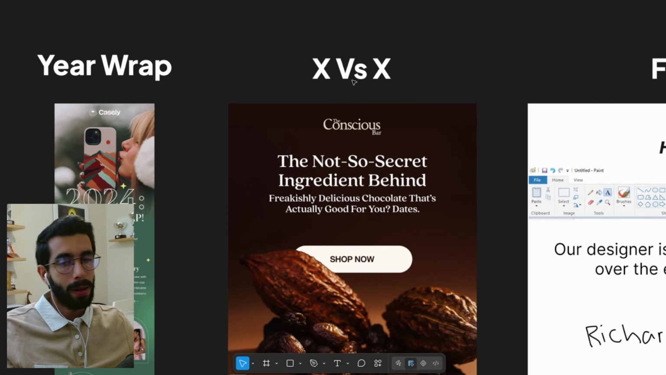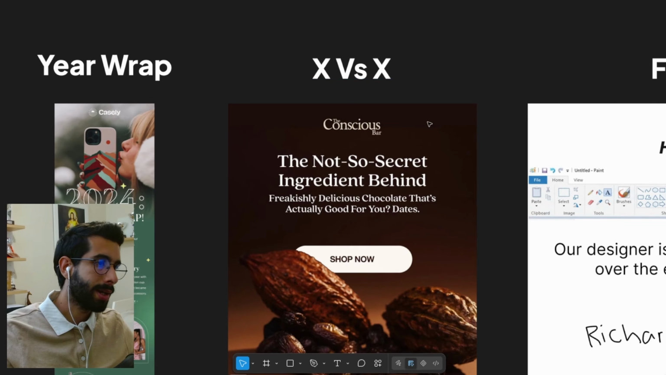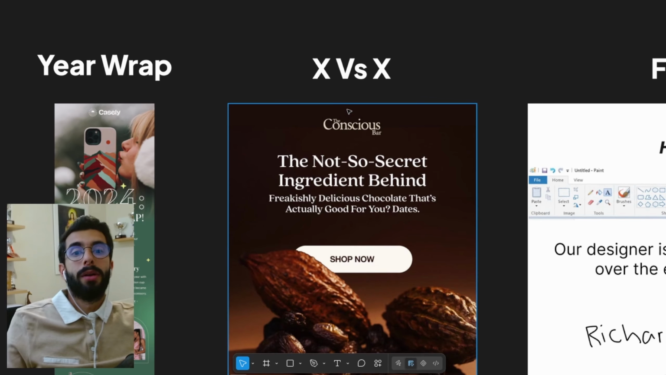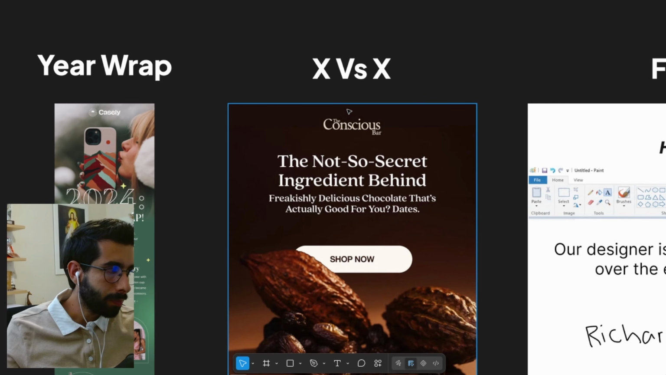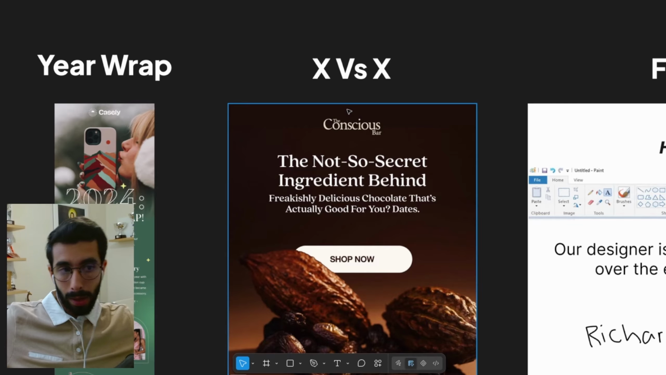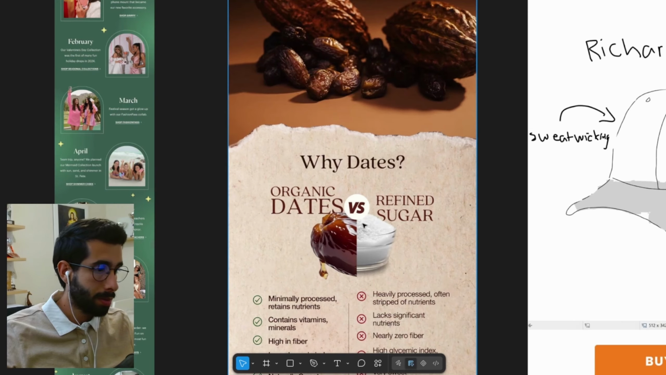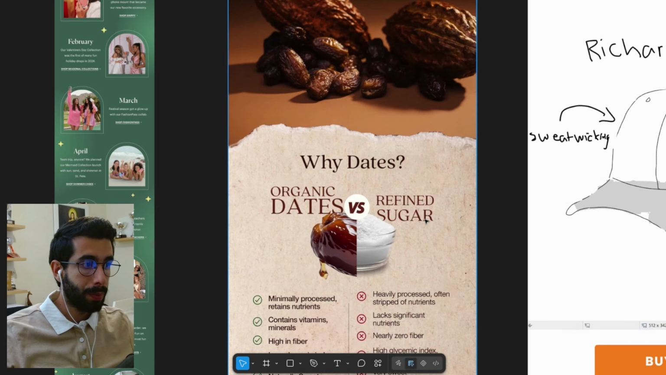Next one. Us versus them, or X versus X. And the reason I put X here is because you can't do anything here. You know, people have this mentality, oh, it needs to be us versus them. No, you can't do everything here. An ingredient that you have against another ingredient, like this one. Organic dates against refined sugar.